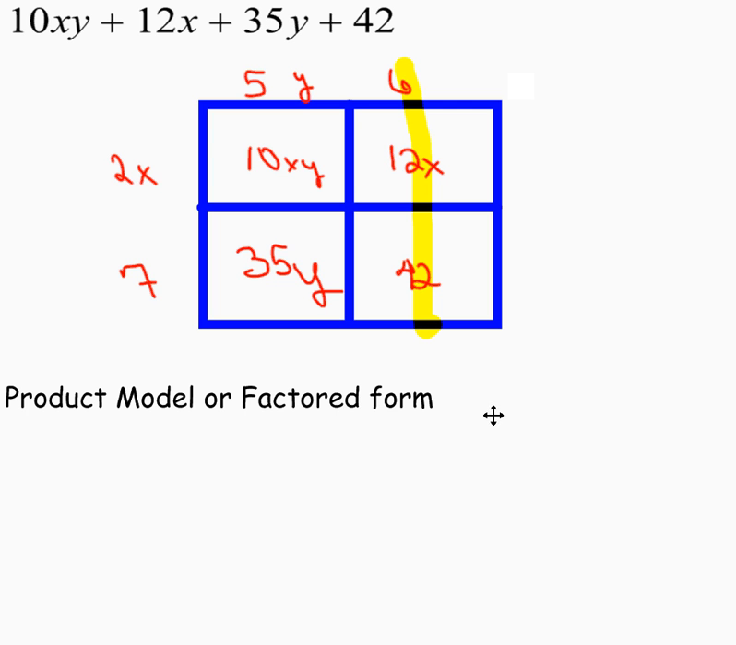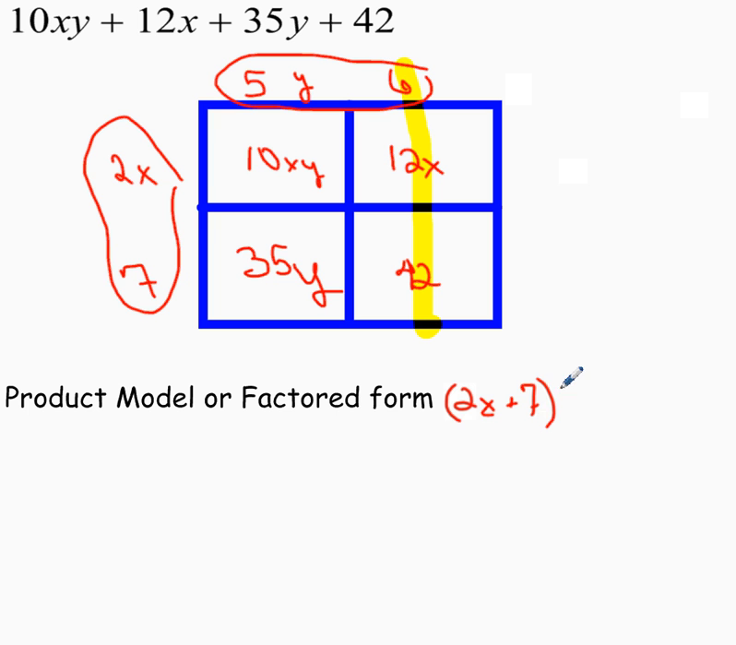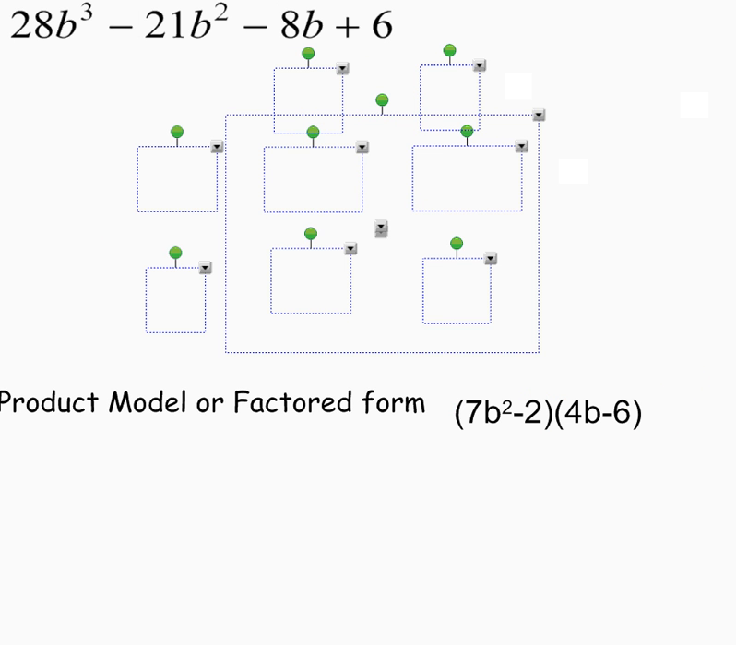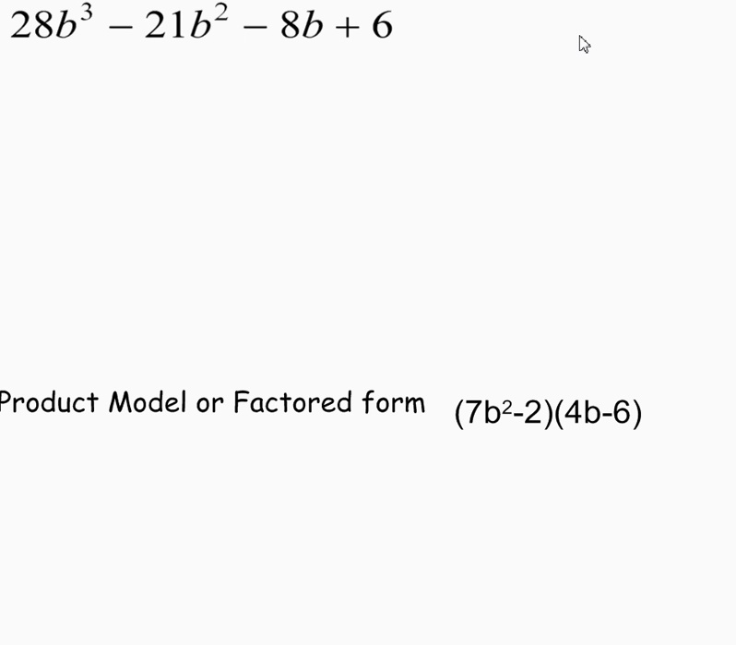So my factored form is going to be, parentheses, I'm going to take these guys here, 2x plus 7, and then I'm going to use these and another set of parentheses of 5y plus 6. Huh, that wasn't that hard. All right, so let's look at this one. This one has a whole lot more letters and stuff going on. So let's look at our box.